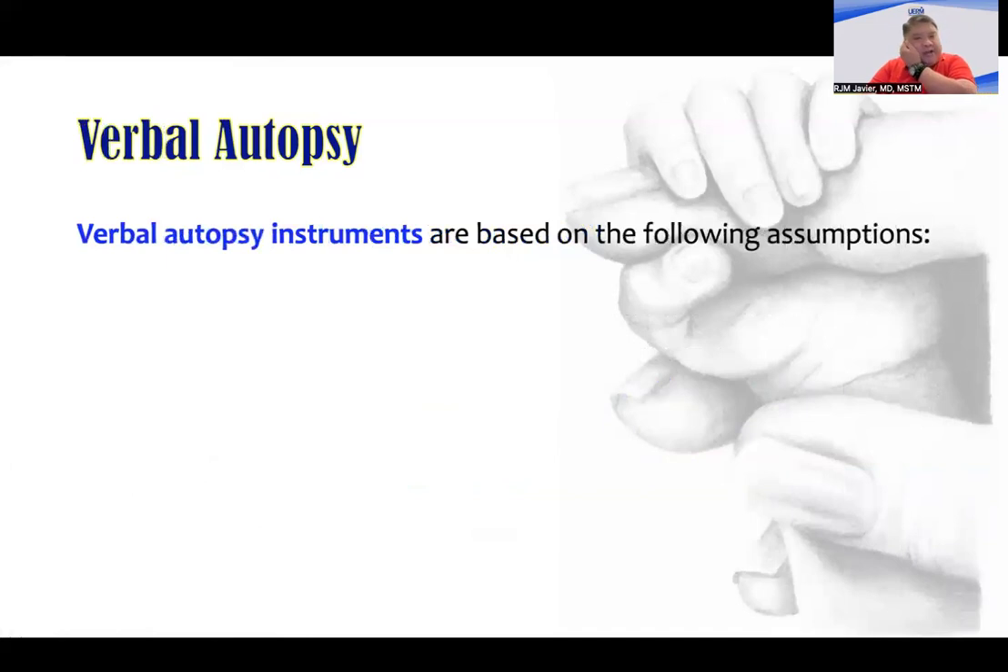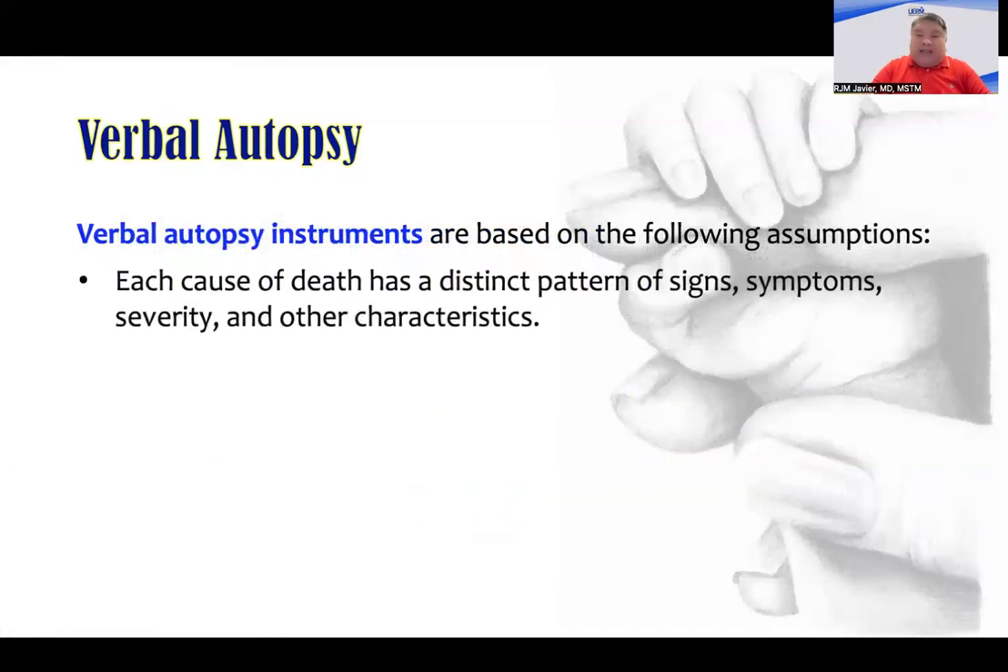Now, verbal autopsy instruments are based on the following assumptions. Each cause of death has a distinct pattern of signs, symptoms, severity, and other characteristics. For example, "nakagat ng aso," and then "tumirik ang mata, lumabas ang bula sa bibig, naglaway, takot sa tubig, takot sa hangin." These are all classical manifestations of rabies, overt rabies. So that distinct pattern, aerophobia, hydrophobia, sensorial changes, aggressive, violent behavior, these are all classical manifestations of your rabies.